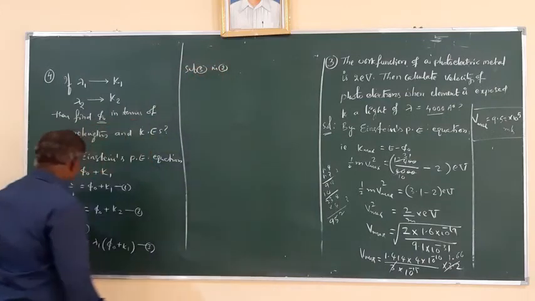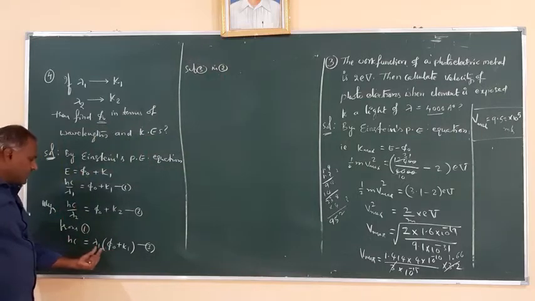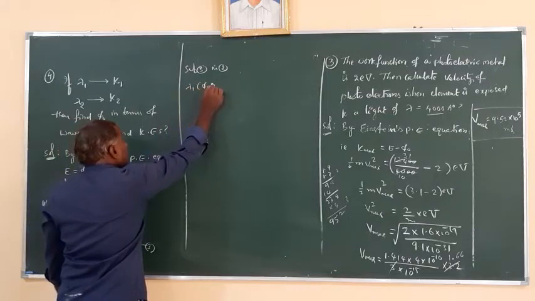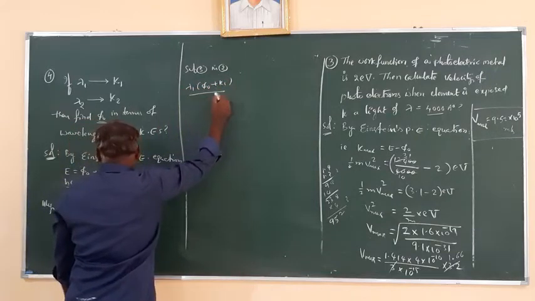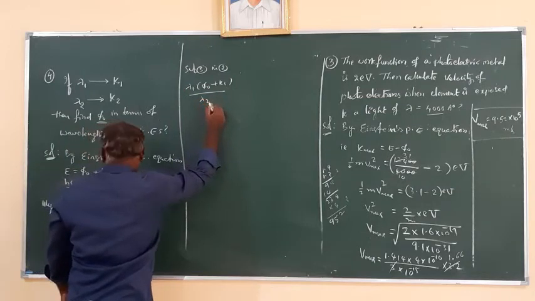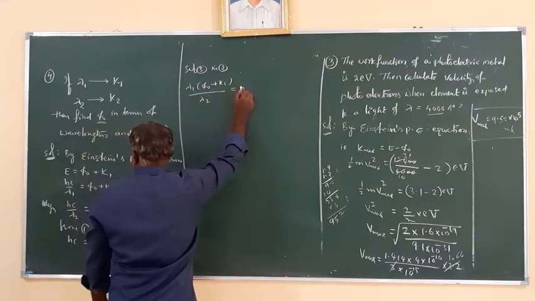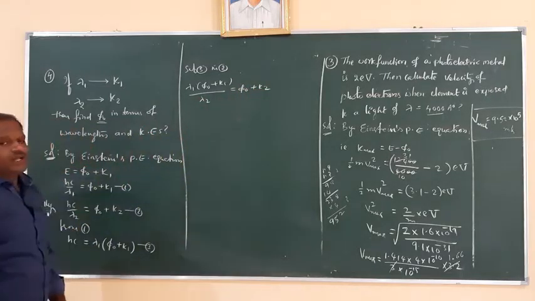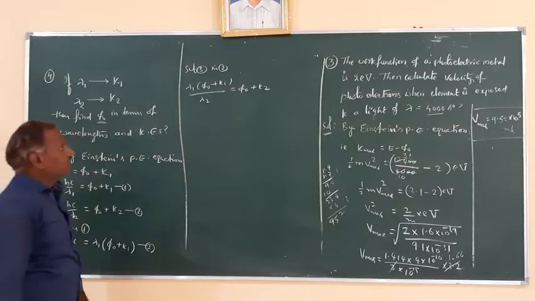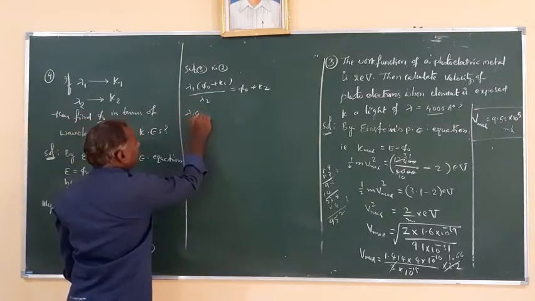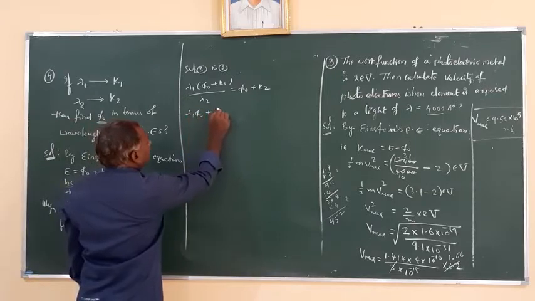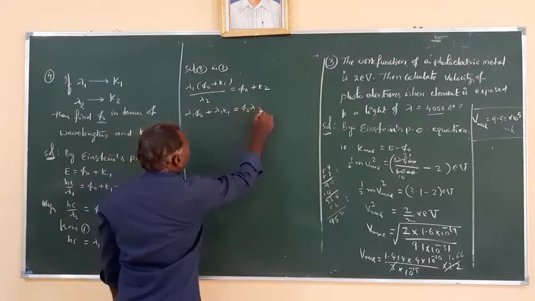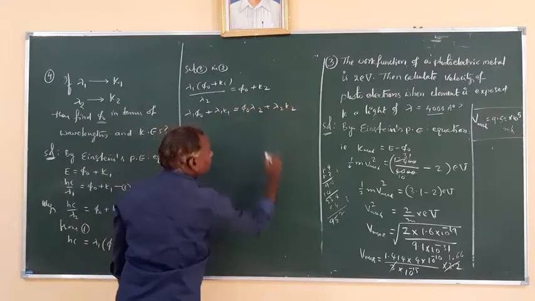Then what can you do? In place of hc I can put this one. I can write lambda 1 into phi naught plus K1 upon lambda 2 is equal to phi naught plus K2. So simplify and rearrange the terms, and you can get phi naught. Now you can write lambda 1 phi naught plus lambda 1 K1 is equal to phi naught lambda 2 plus lambda 2 K2.